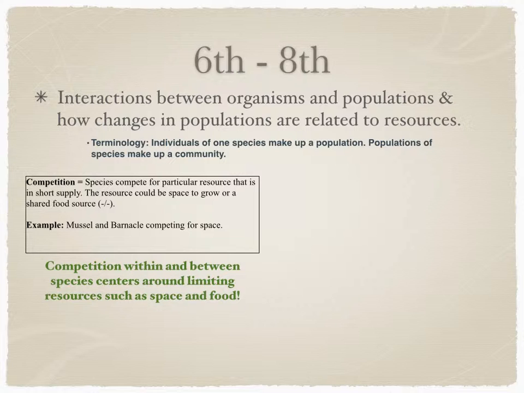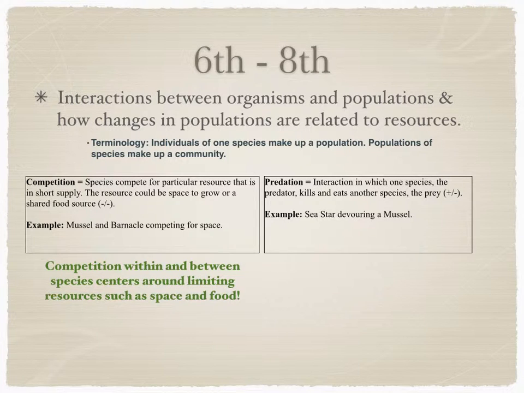Competition is when species compete for a particular resource that is in short supply. The resource could be space to grow or a shared food resource. An example of this interaction is a mussel and a barnacle competing for space. Another interaction you might observe in the intertidal is predation. Predation is an interaction in which one species, the predator, kills and eats another species, the prey. A sea star devouring a mussel is an example of this.